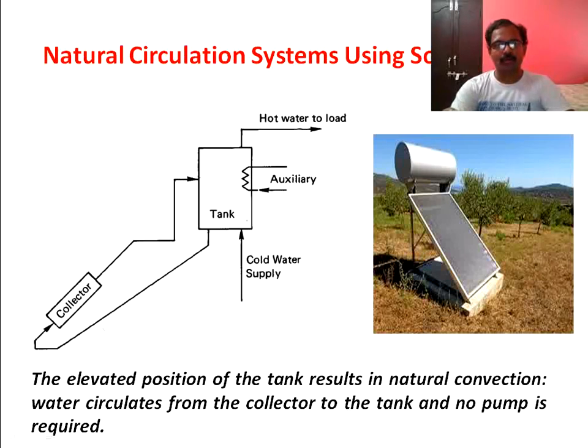Now we fill the cold water in the tank, and the cold water will be passed through the collector. Whenever sunlight falls on the collector, the water will get heated up, and whenever the water gets heated up, the density of the water will decrease. That is, the weight per unit volume of the water will decrease, and the water will easily move up to the tank. From the top side of the tank, hot water is taken away to the load. Whenever the hot water is taken away to the load, cold water will be supplied from the bottom of the tank. And again the same process will take place.